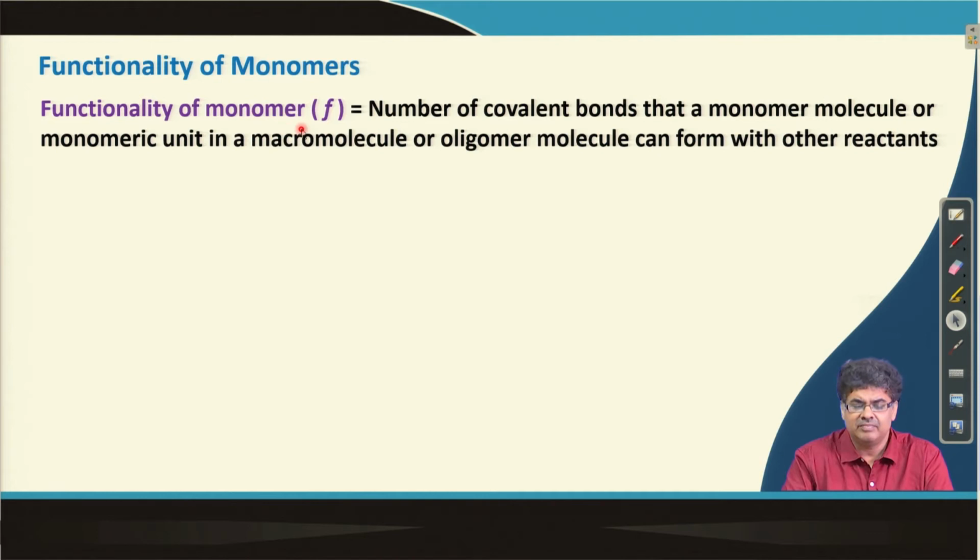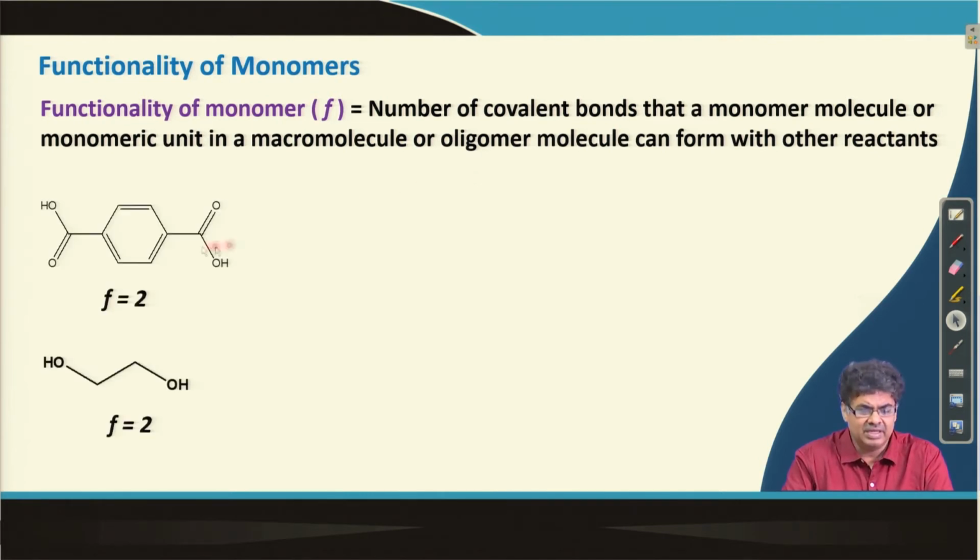The functionality of monomers, or F, is defined as the number of covalent bonds that a monomer unit in a macromolecule can form. Let me give you an example. Say it is terephthalic acid. Now, it can form two bonds, one this side and one this side, say for example, reacting with an alcohol group or an amine group. So, the functionality is 2 because it can form two covalent bonds.